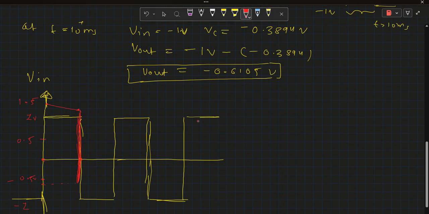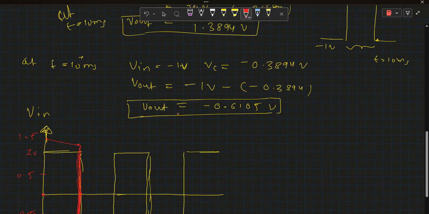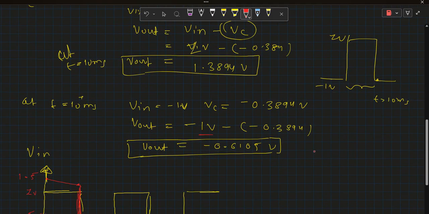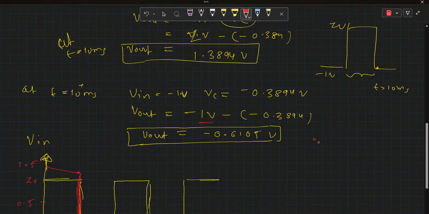अब क्या होगा, अब वापस से जो हमारा -1 volt आ गया. Now we see the circuit. If we see the circuit, it is this. This is the capacitor, and this is minus 1 volt. Minus 1 volt will charge the capacitor reversely. Okay, it is charging the capacitor.